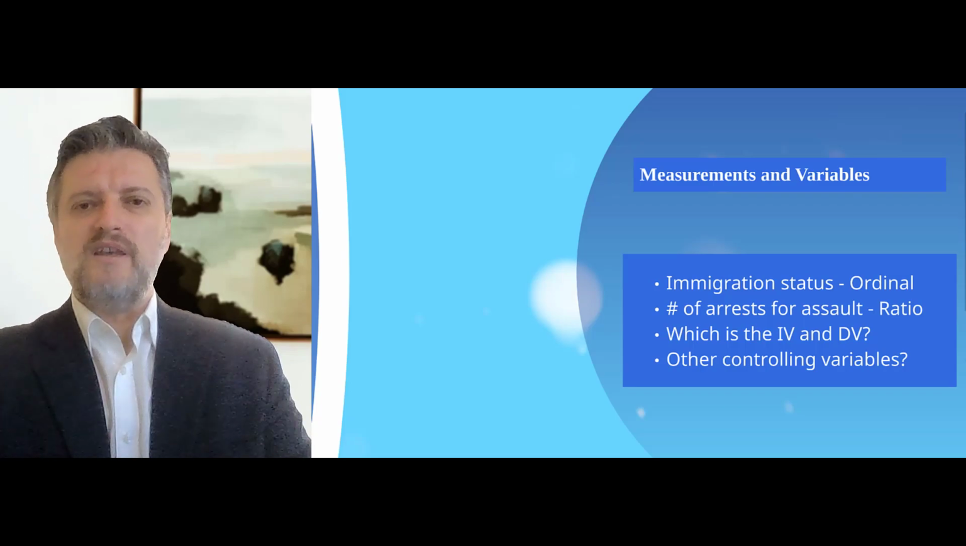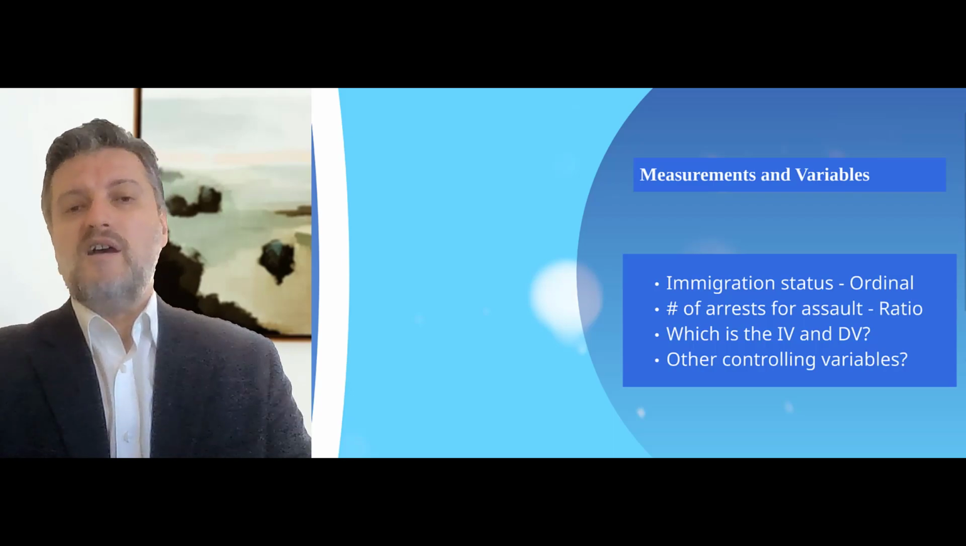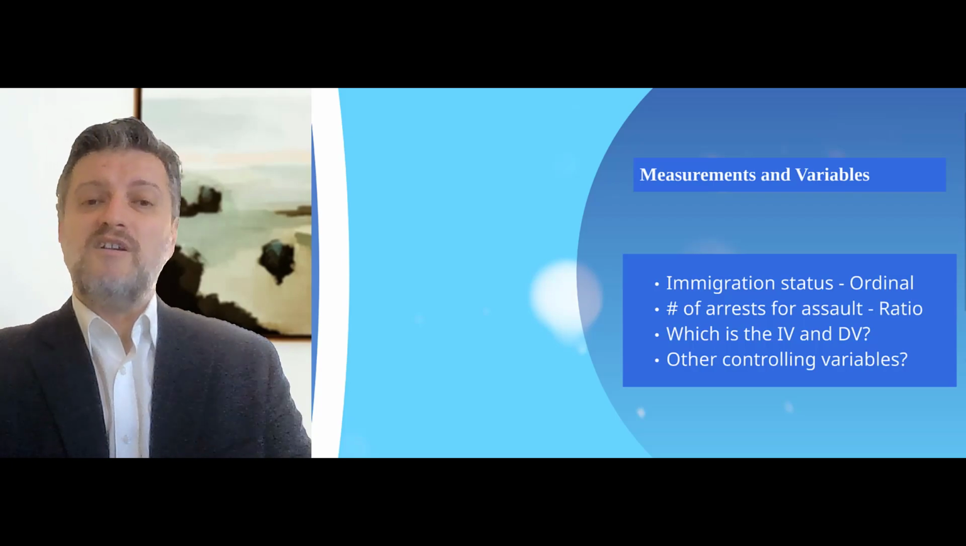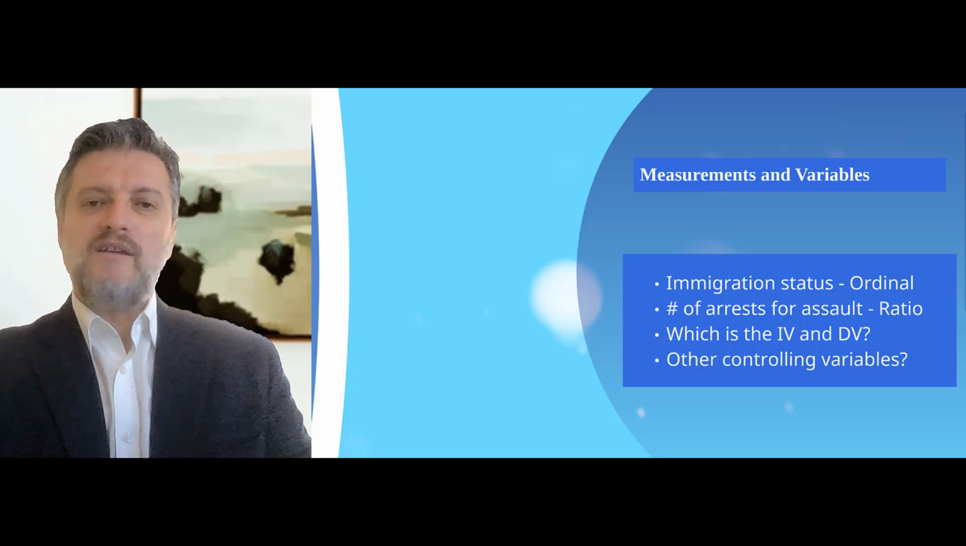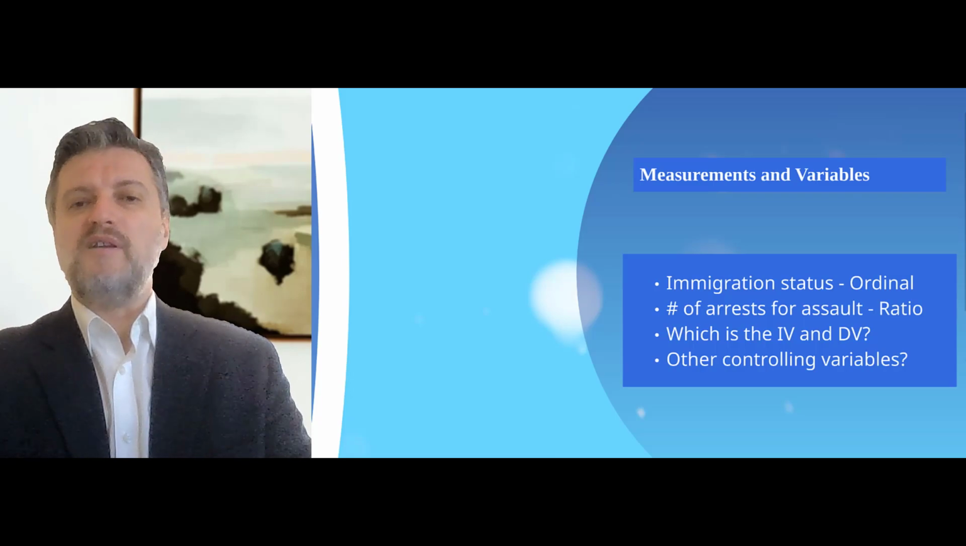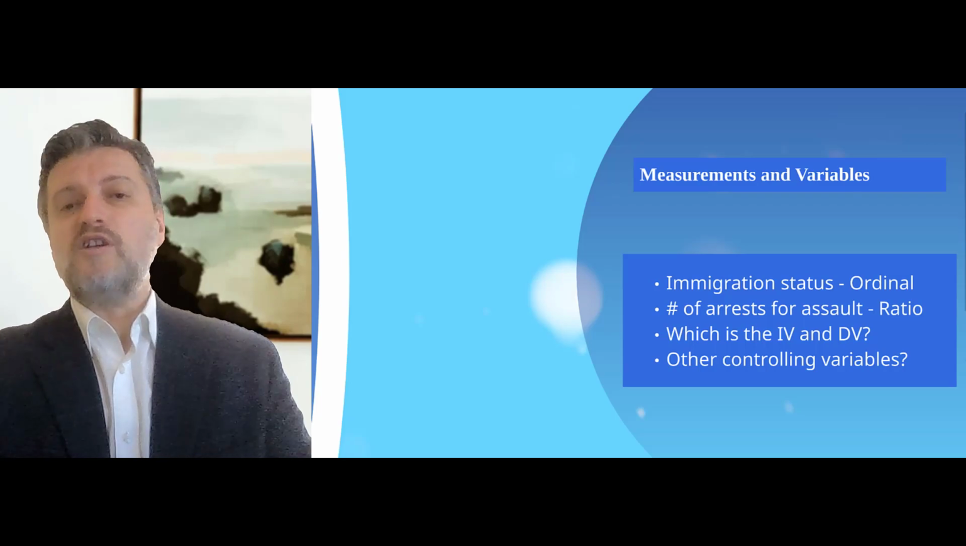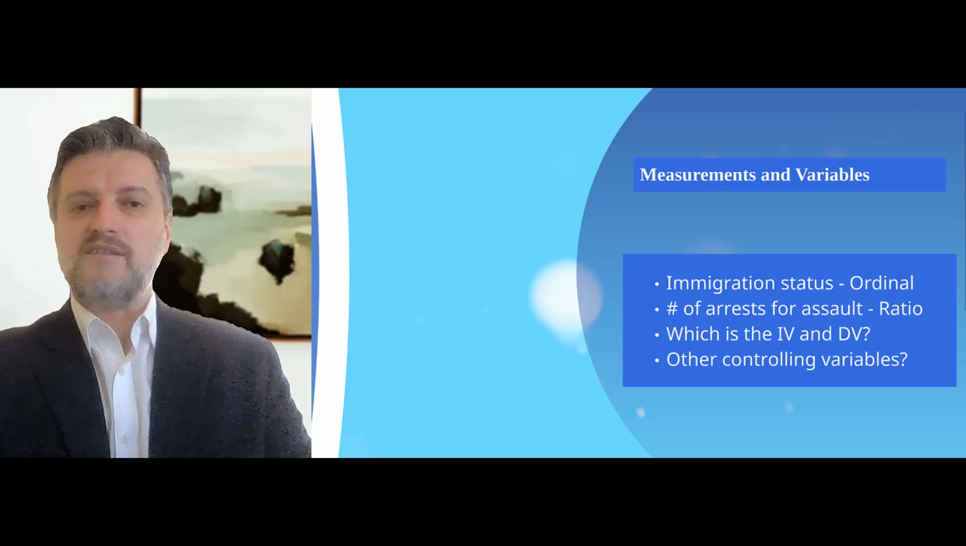Another way to do this is to get the same non-citizen participants, measure their number of arrests for assault, and then remeasure that number after they become US citizens and compare to see if there was an effect from naturalization. This is a longitudinal study. We need to identify the level of measurement of each variable in order to produce the correct statistical test later on.